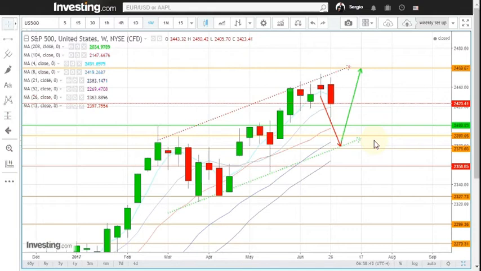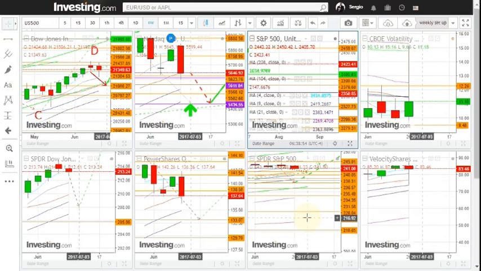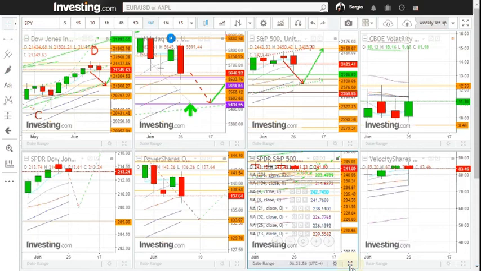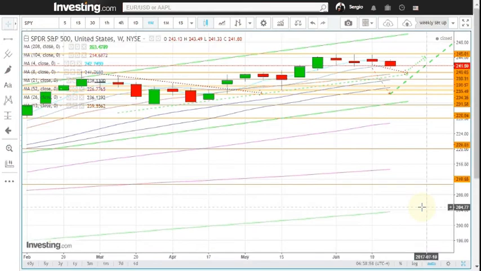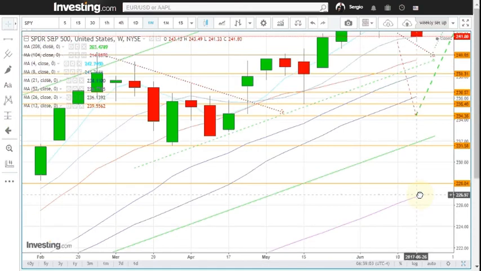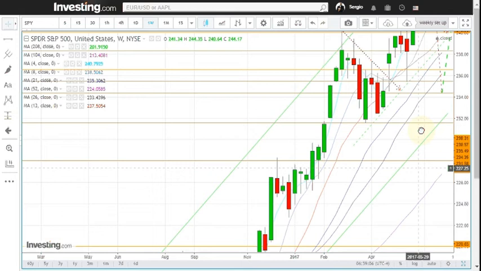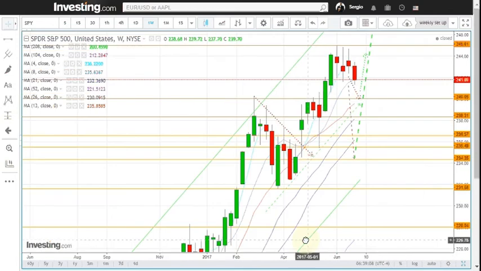Now let's take a look at the SPY. I'm sorry, the computer is a little bit slow because I have too many charts over here, but bear with me. Okay, now here we go. Okay, now we're good.